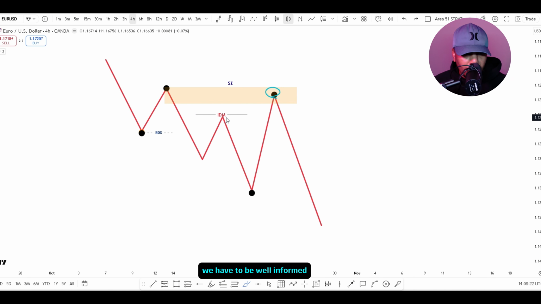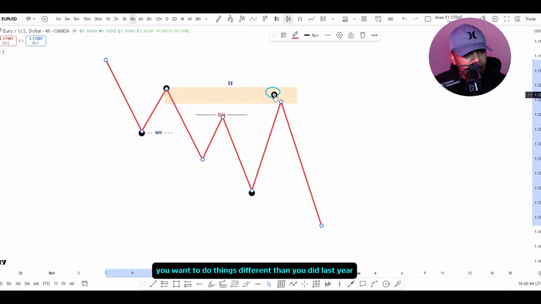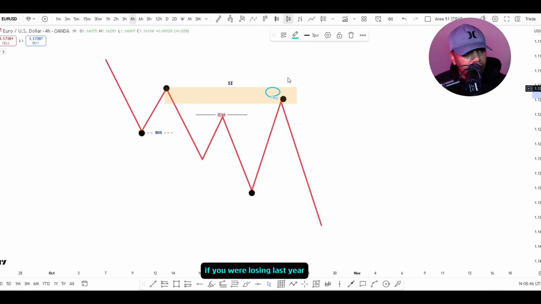We have to be well informed. We have to be able to identify where the big players are entering and exiting the markets. If we cannot do that, we're going to continue losing. We're going to continue blowing our accounts, and that's not motivating, especially in 2026. You don't want to repeat the same thing in 2026. You want to do things differently than you did last year. If you were losing last year, you want to be profitable this year.